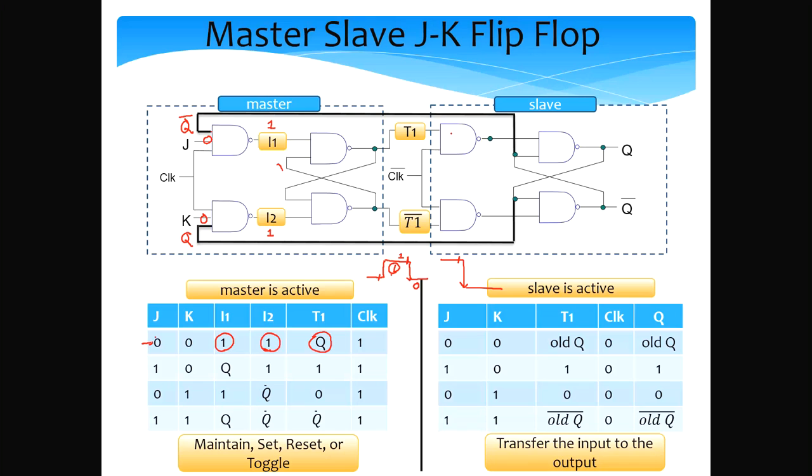Okay, so we have considered this case, which tells us that if J and K are both 0, then the value of T1 will be the value of Q. And what point of time are we considering? Just before the negative edge. Now let's consider one more combination.